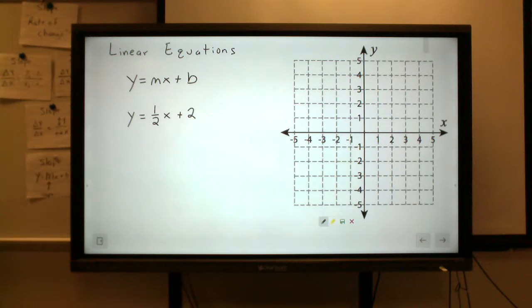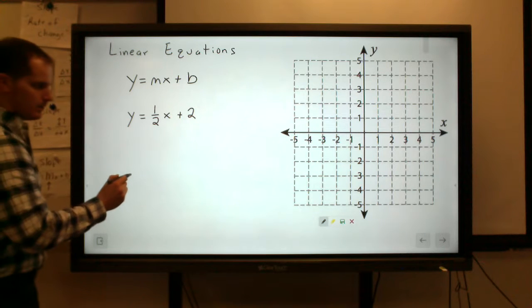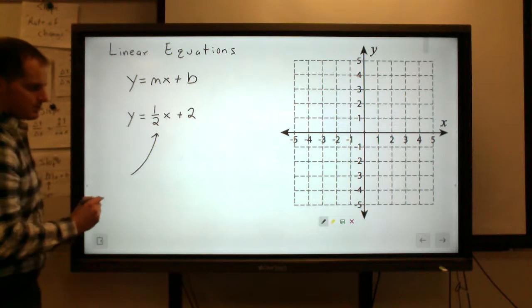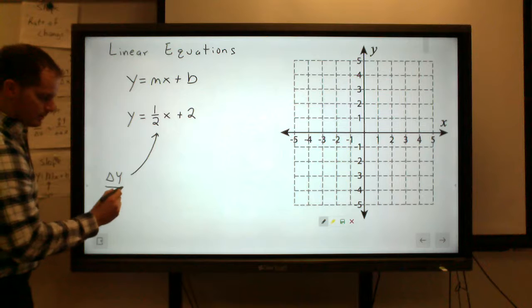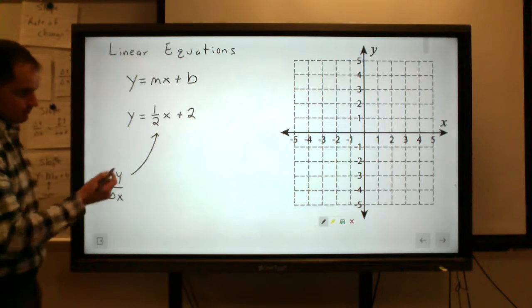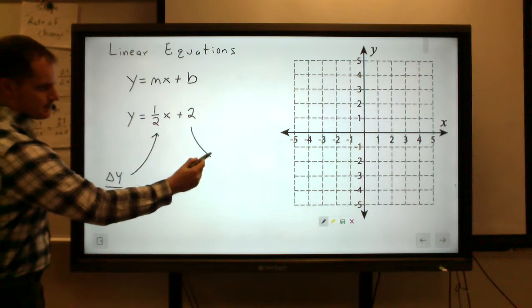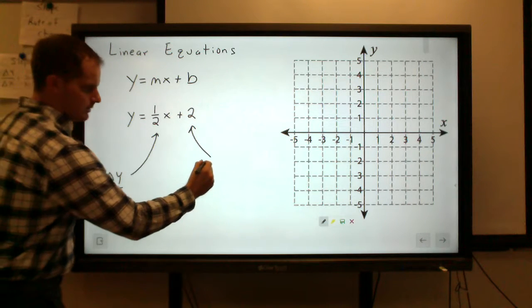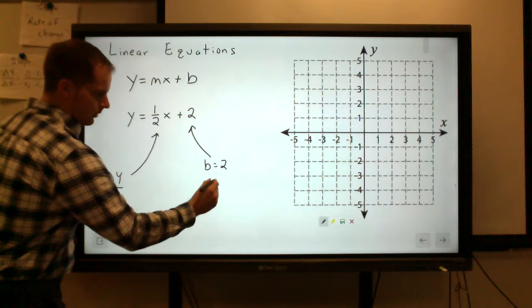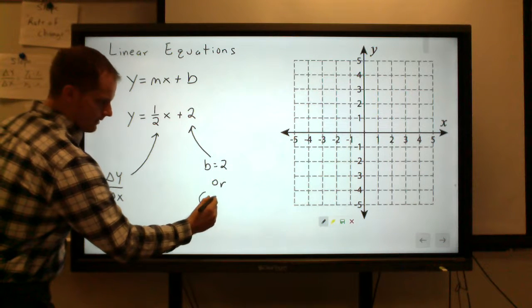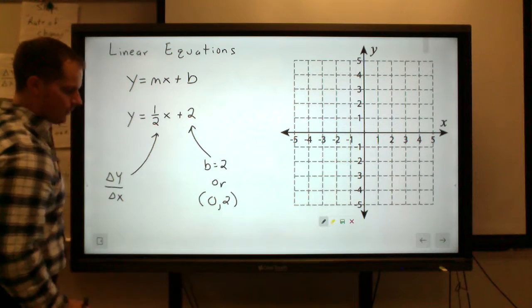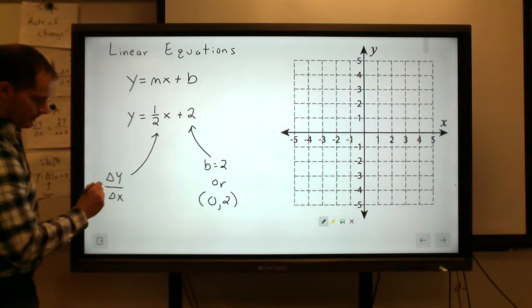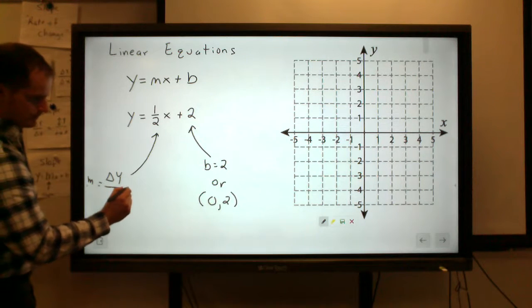From the equation, we know that m represents our slope, which is the change in y over change in x. And this part of our equation, the b, represents the y-intercept. You could say b equals 2, or more importantly, you have to know that it is in fact the y-intercept. And I'll put this over here for slope.